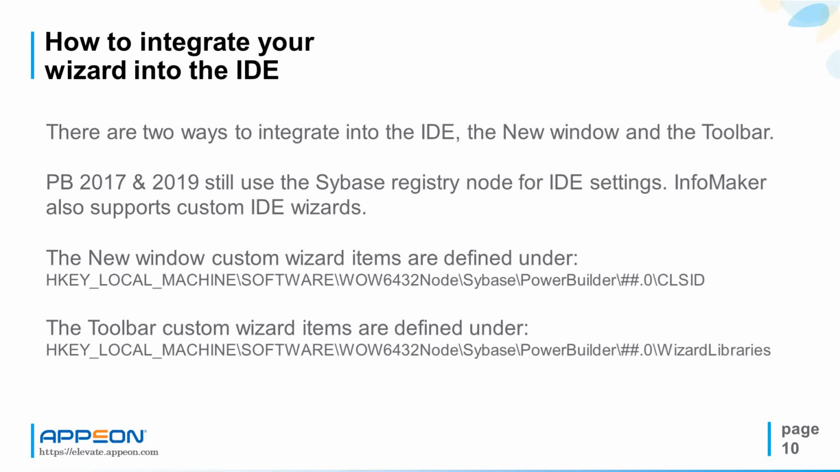The new window custom wizard items are defined under local machine software, while 6432 node, that indicates there are 32-bit entries, then Sybase, PowerBuilder, then the version number, and CLS ID. The toolbar custom wizard items, you have to define what the PBD files are so that the IDE can load them to the library list at startup, and those will be listed under the wizard libraries folder.